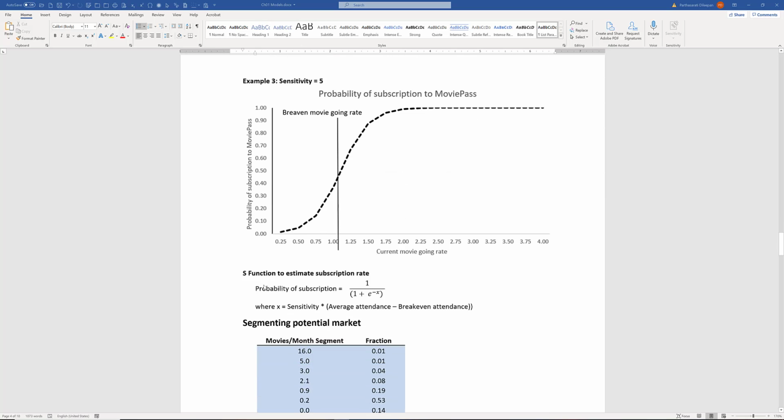All right. So this is going to be our S function. This is also called S function because it looks like S. So this is going to be our probability of subscription function. This is how we will model probability. So it is 1 over 1 plus e to the power of minus x, where x is going to be a sensitivity factor multiplied by the current average attendance for the segment, minus break-even attendance. So this is how we will model probability.